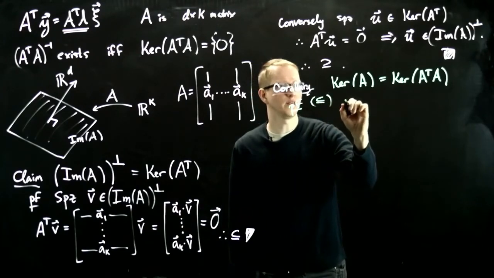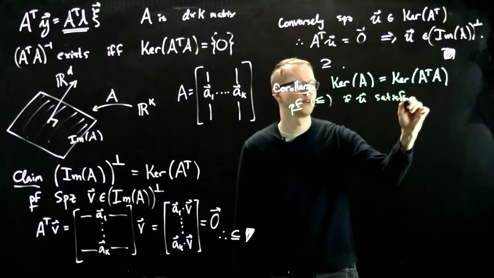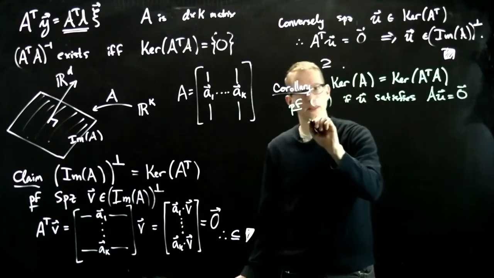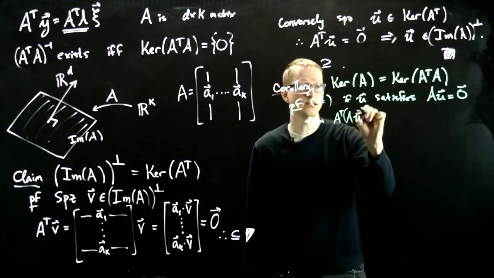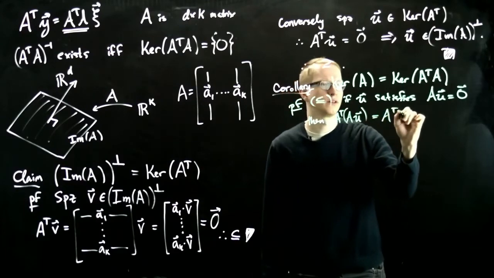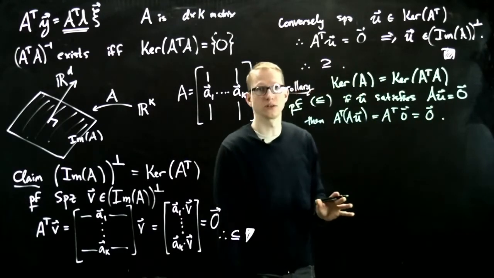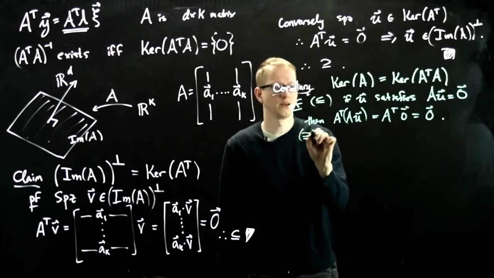So if U satisfies AU equals 0, then A transpose A U, because this thing is 0, also equals 0. So that direction is pretty straightforward. Let's look at the other containment.